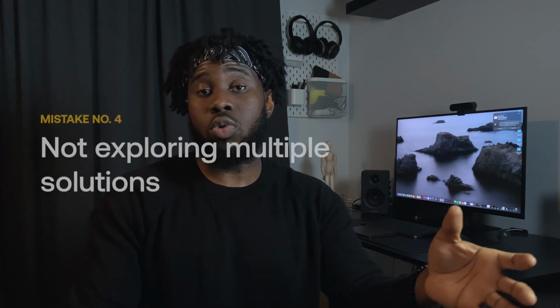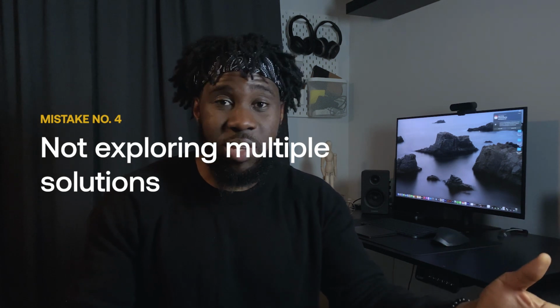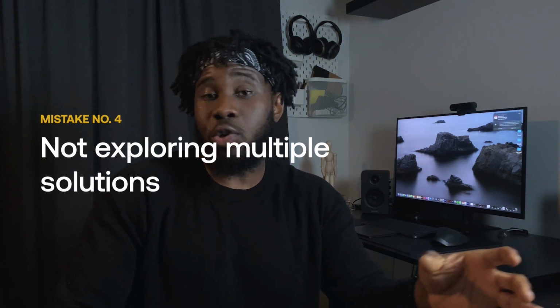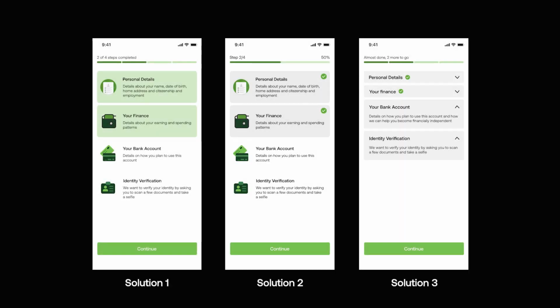The fourth mistake is not exploring multiple solutions. Especially as a beginner, it is very, very easy for you to come up with an idea or a solution and fall in love with it. Now, the thing is, the first idea that you come up with or the first solution that you come up with is usually not the best. So it's always good to explore further. It's always good to think about different ways that you could solve a particular problem.